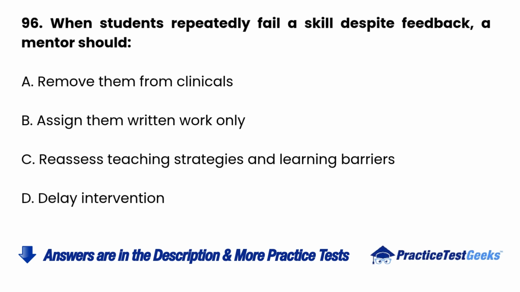96. When students repeatedly fail a skill despite feedback, a mentor should A. Remove them from clinicals. B. Assign them written work only. C. Reassess teaching strategies and learning barriers. D. Delay intervention.